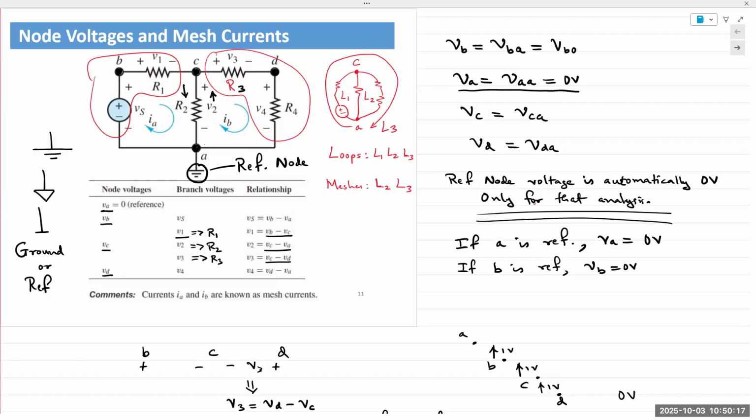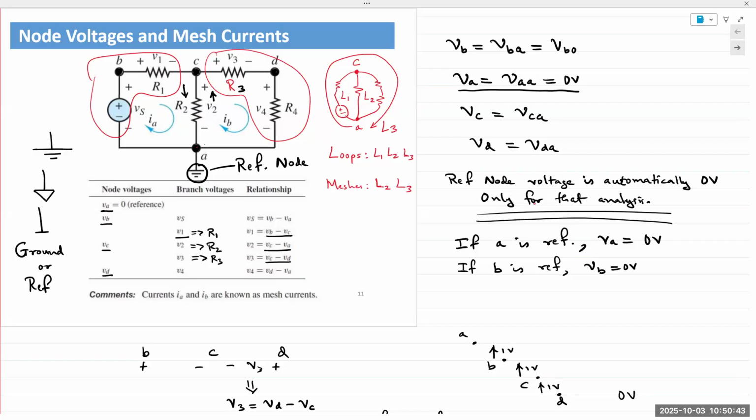The entire concept of mesh current analysis is based on this, that a mesh is an electrical loop that does not have any other loops inside it. So it's a simple loop, whereas L3 is not a mesh. It is simply a loop. And that's the difference between meshes and loops.